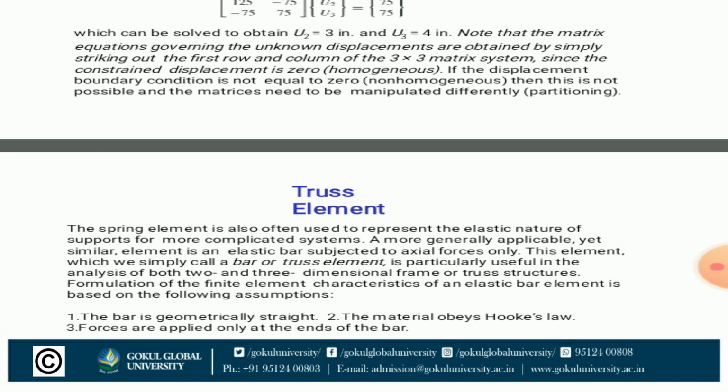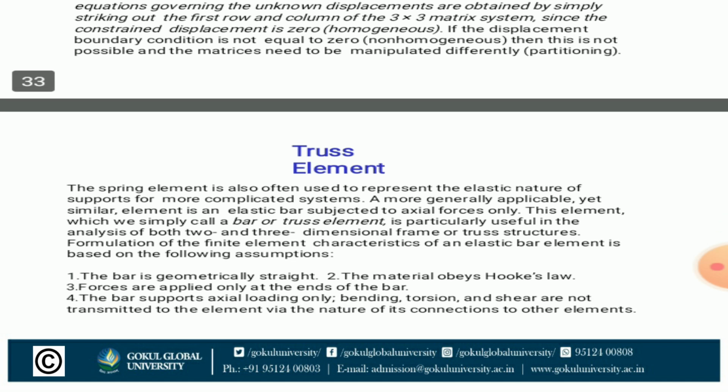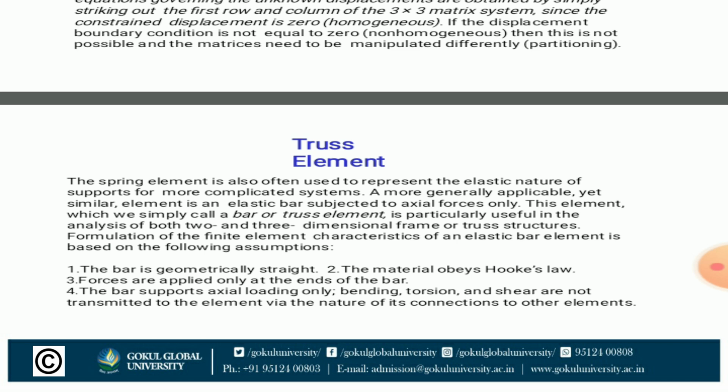These are the spring, truss, then beam, which are the FEA problems. The spring element is also often used to represent the elastic nature of the support for a more complicated system. A more generally applicable yet similar element is the elastic bar subjected to axial force only. This element, which we simply call a bar or truss element, is particularly useful in the analysis of the 2 and 3 dimensional frame or truss structure.